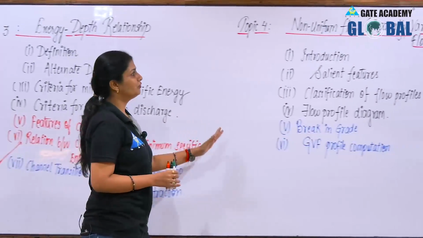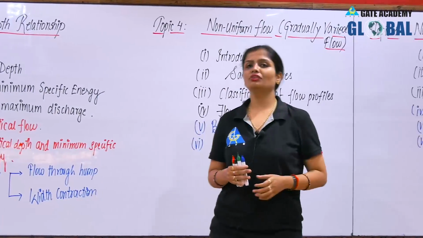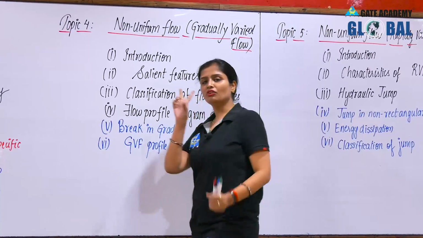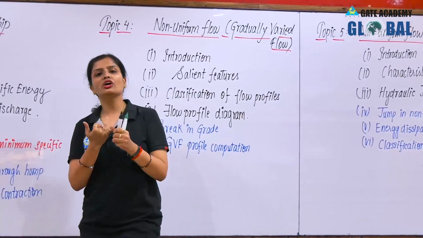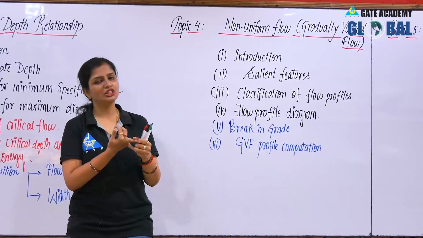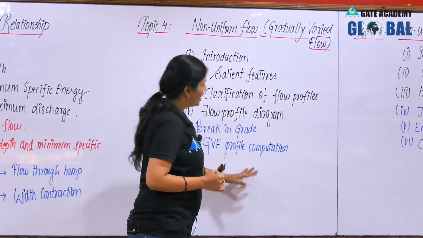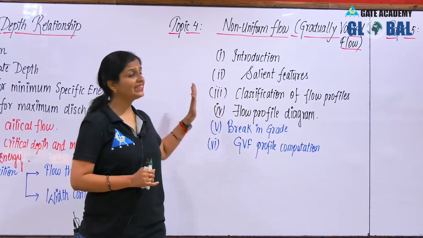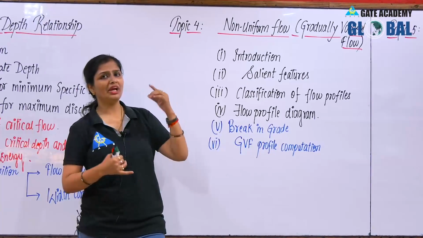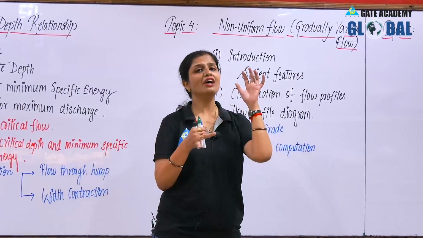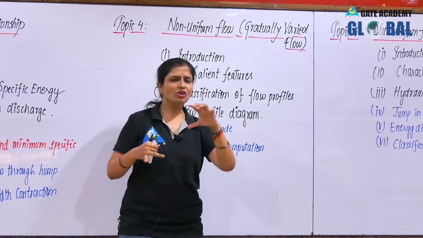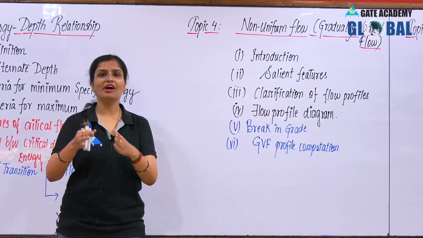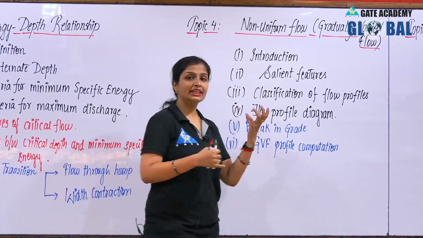Now moving to the fourth topic, that is non-uniform flow, or I can say that it is gradually varied flow, because in non-uniform flow you have two types of flow. One is your gradually varied flow and the second one is your rapidly varied flow. So in the gradually varied flow, the starting will be from the introduction. Second is the salient features, like when we use gradually varied flow, where you have seen this in practice. Fine. And what are the features, what are the assumptions which you take while calculating the gradually varied flow formulas, or you can say expressions.